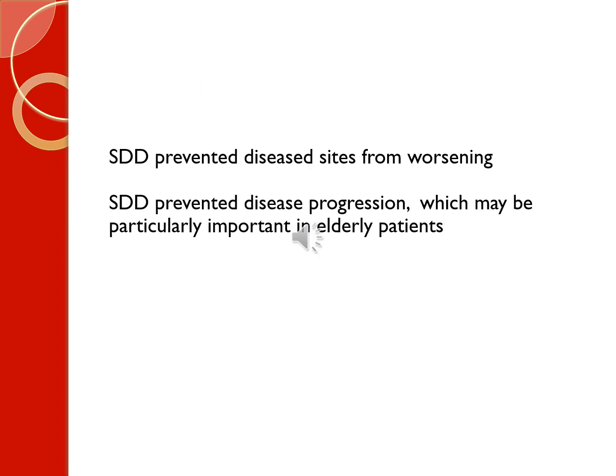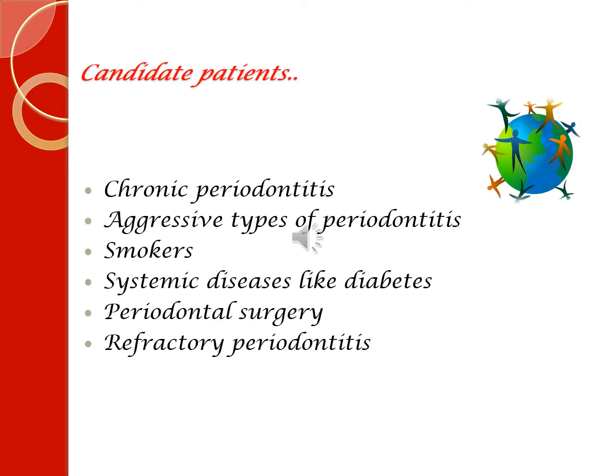SDD mainly prevented disease sites from worsening, and it prevented disease progression, which may be particularly important in elderly patients or patients who have a refractory form of periodontitis. Who are the candidate patients for whom you can prescribe subantimicrobial dose doxycycline? Patients with chronic periodontitis, aggressive periodontitis, smokers who have periodontitis, patients with systemic diseases like diabetes who have periodontitis, post-periodontal surgery as an adjunct, and of course in cases of refractory periodontitis.